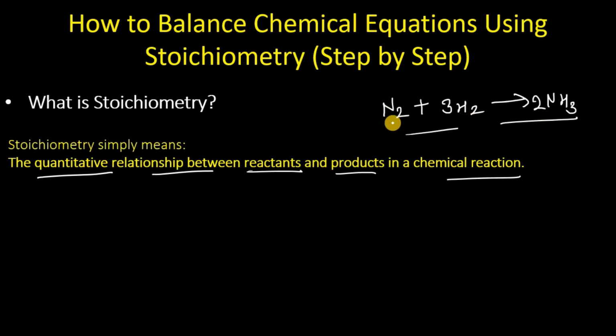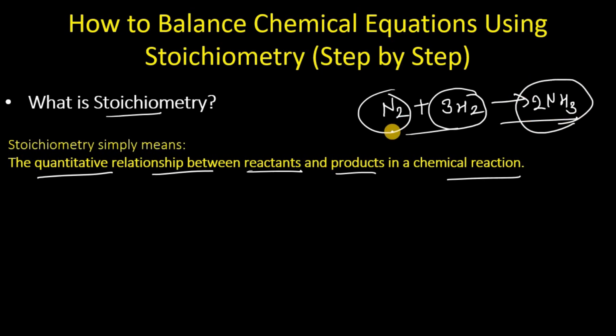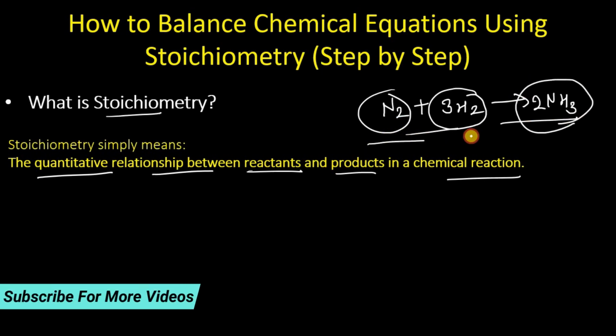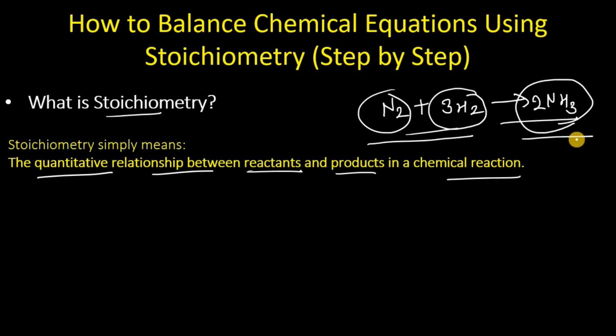Here the nitrogen atoms are 2 and 2 nitrogen atoms are here, 6 atoms of hydrogen are there, and 6 atoms of hydrogen are there as well. So this is the balanced equation, we can say. The stoichiometry will tell the quantitative relationship between the reactants. So what are the reactants here? Nitrogen and hydrogen are the reactants, and what is the product? Ammonia is the product, okay. You can simply say that the left hand side is always your reactant, and the right hand side is always your product, okay.